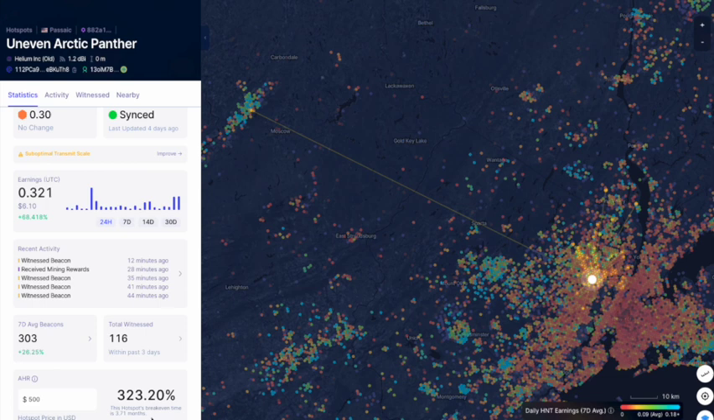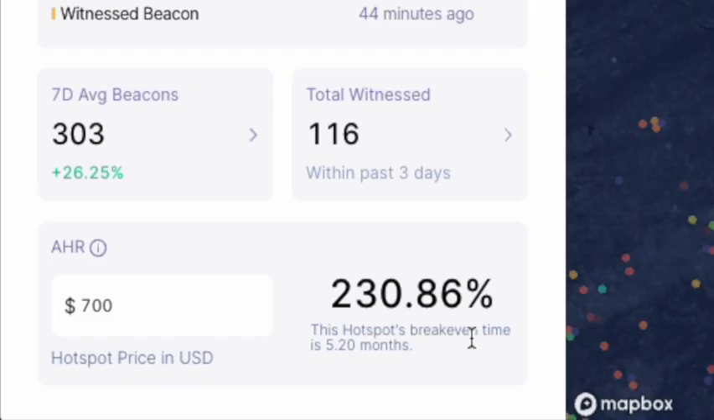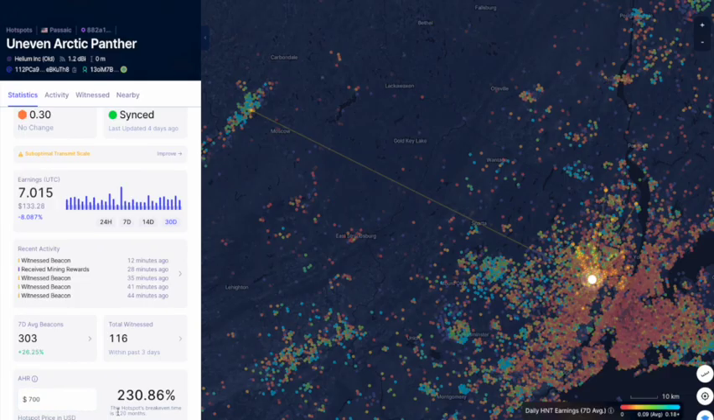Here, the Helium Explorer is telling you that based on the previous 30 days of earnings, which is $133, this hotspot will break even in 3.71 months. So you will earn back your $500 in 3.71 months. Now, of course, if you spent a full $700 on all of the equipment and all of the upgrades that you do to your miner, that time horizon is going to increase because you'll have to earn a full $700, not $500, and that takes the break-even point to 5.2 months.